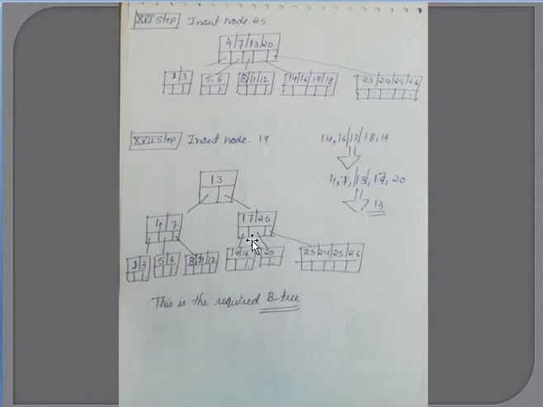So it will split at 17. So here the list is like this: 4, 7, 13, 17, 20. So once again it will split at 13. So splitting at 13, it has 2 child nodes: 4, 7 and 17, 20, and like this. So this is the required tree of the given problem.